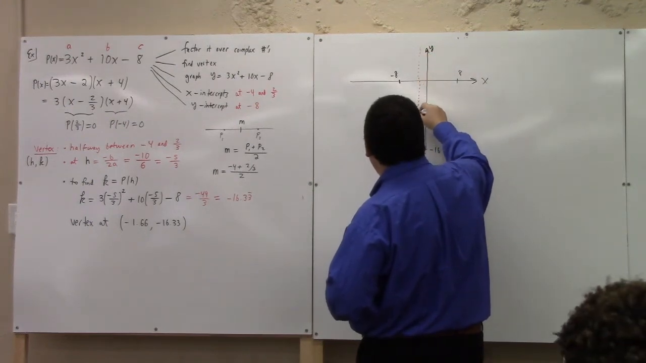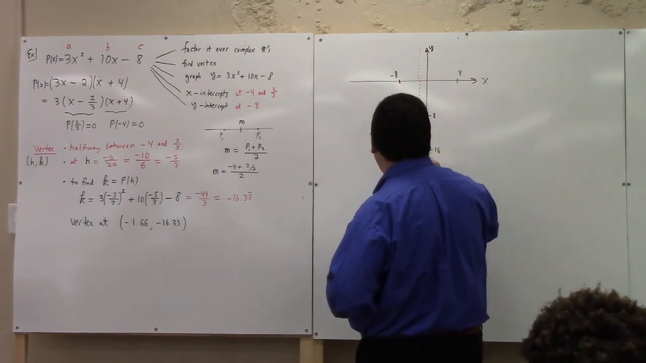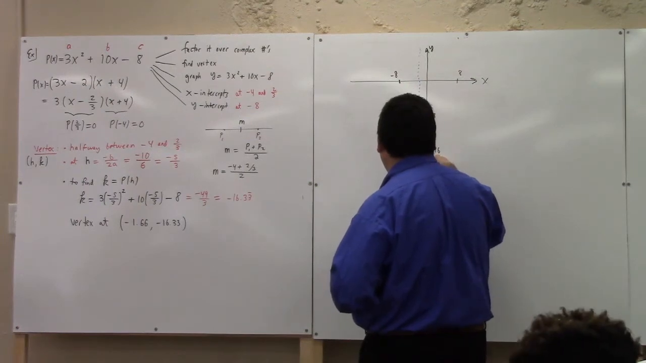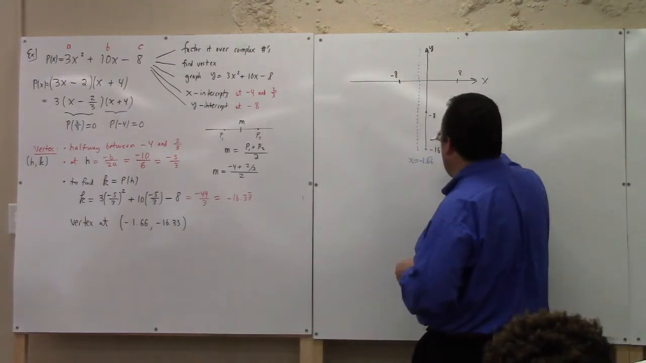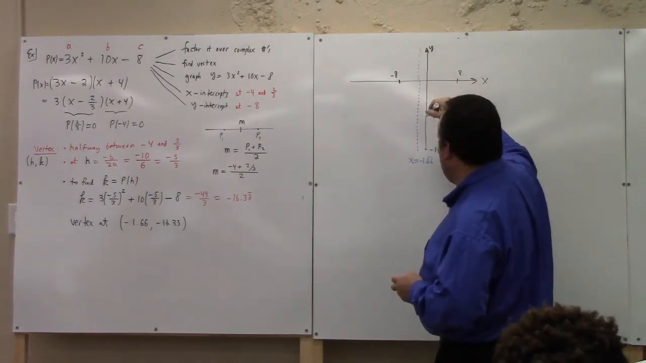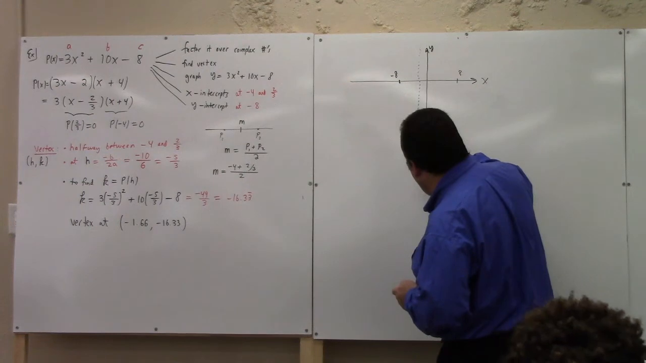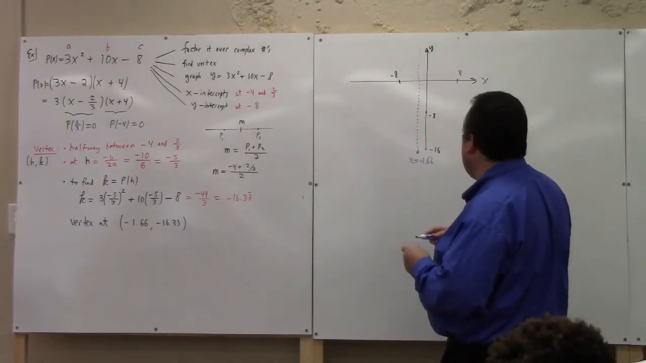Oh, sad. What's supposed to be a vertical line? That's x equal to minus 1.66 repeated, you know? And so the vertex is somewhere on there, right? It's where is it? Minus 16. So it's down here just a bit, right? That's like the vertex, right?